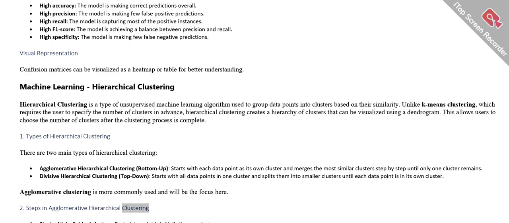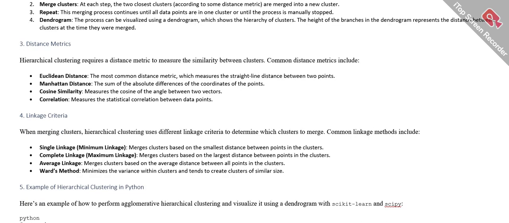2. Steps in agglomerative hierarchical clustering. Start with individual clusters, each data point is initially its own cluster. Merge clusters: at each step, the 2 closest clusters, according to some distance metric, are merged into a new cluster. Repeat: this merging process continues until all data points are in one cluster or until the process is manually stopped.